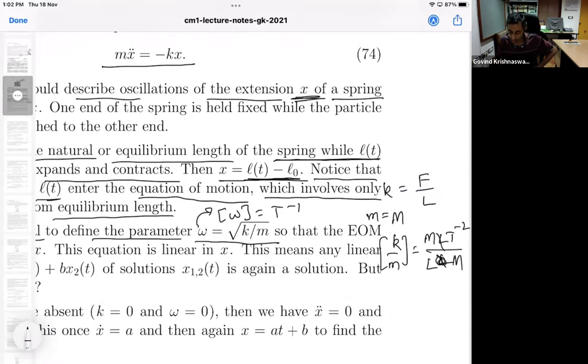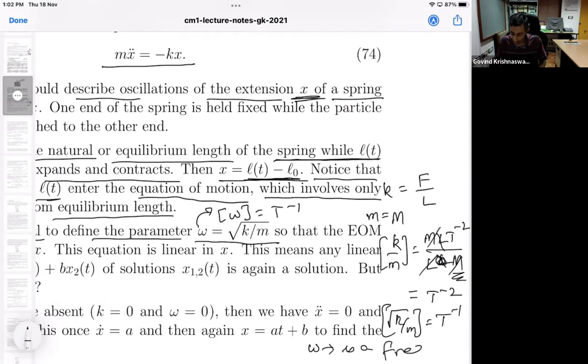Times length. Yeah, k was force upon length. So I've written that, and then I've divided by mass. So we notice that you're left with T to the minus 2. So upon taking the square root of k upon m, we get dimensions of inverse time. So omega is a frequency, yeah, per second in SI units. Any questions so far?